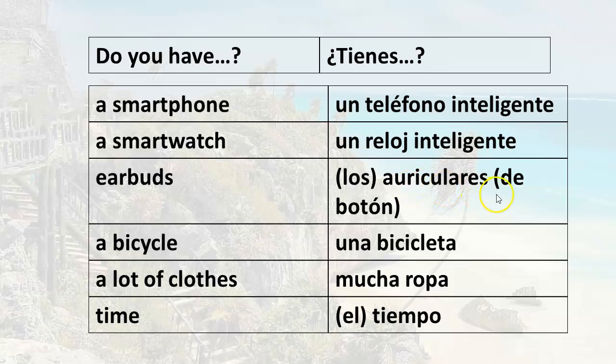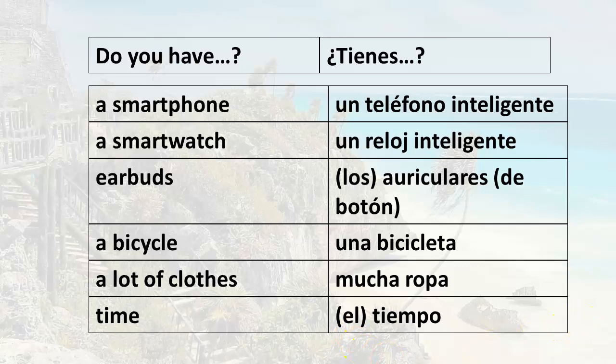Earbuds, auriculares. This is a masculine word, so it's los auriculares. However, we don't say the los if we're saying, do you have earbuds? Tienes auriculares. Now, auriculares are simply headphones. If they're earbuds, you have to add de botón, which literally means of button. However, most speakers don't use the de botón. They'll simply say auriculares to mean earbuds. A bicycle, una bicicleta, a lot of clothes, mucha ropa, time, tiempo. This is masculine, but of course we don't use the el when we ask the question.